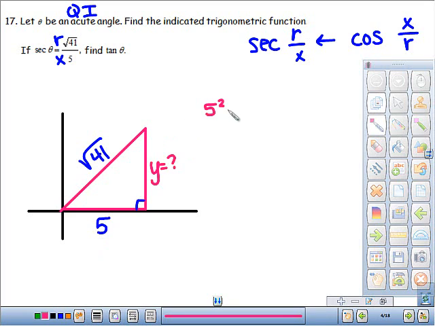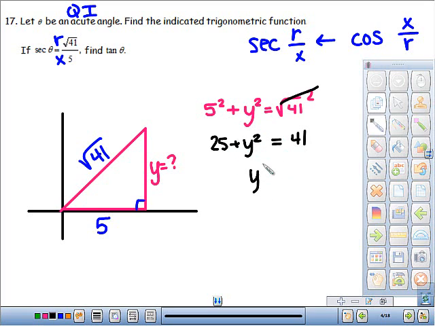Don't rush again. Make sure you plug in your numbers to the correct spot in Pythagorean theorem. When you square a square root, it cancels. So you're left with 41. And then you have to subtract 25 over. When you do that, you're left with 16.